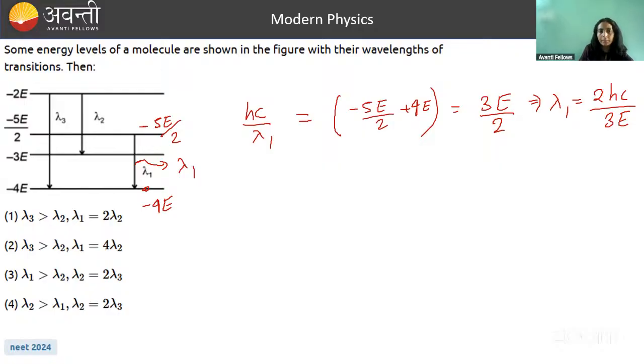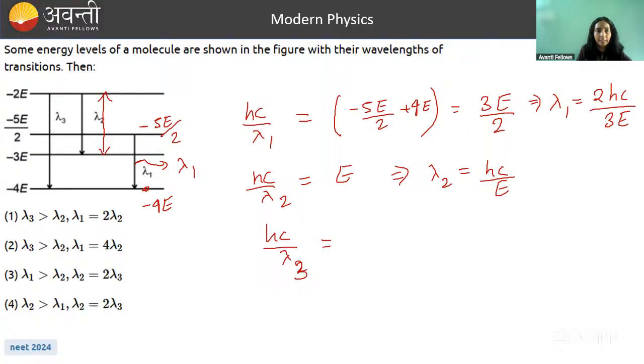Now, if you calculate lambda 2, it is because of this energy getting released. So hc by lambda 2, now you do the same thing. Look at the energy difference between the two shells, that is E basically, minus 2E plus 3E, so that is E. And this implies that lambda 2 will be equal to hc by E. Okay? And similarly, you calculate lambda 3, hc by lambda 3 will be equal to how much? Just see the energy difference. Here the energy difference is 2E. And if you calculate this, lambda 3 is hc by 2E.